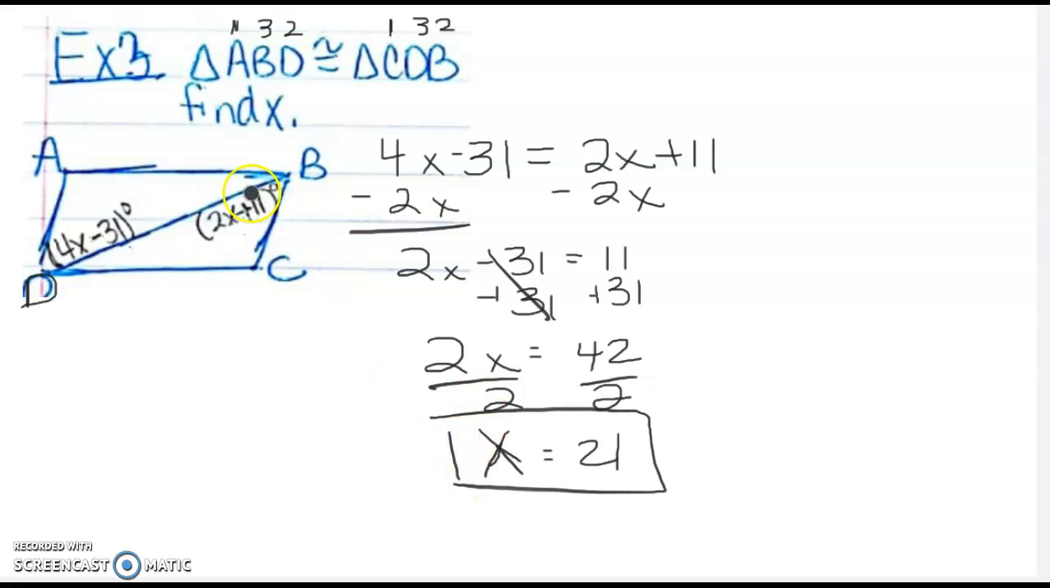Okay, so then that comes back into that algebra property. So the geometry was the fact that 4x minus 31 and 2x plus 11 were corresponding angles in congruent triangles. That's that core CPCTC. Those corresponding parts were congruent because the triangles were congruent. Then I set it up algebraically and solved for x. Okay, we are now done with congruent triangles.